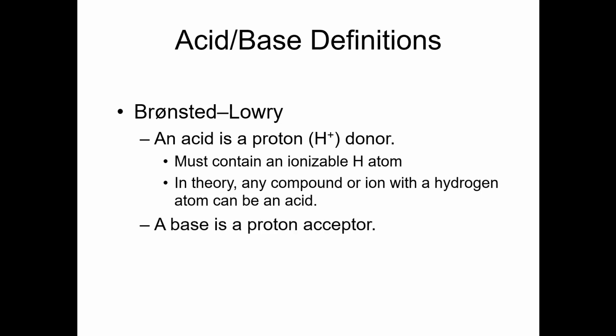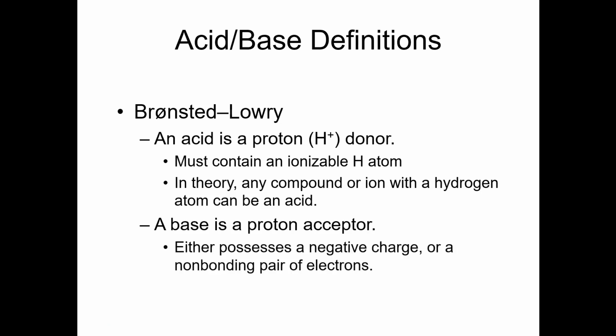A base, instead of being a proton donor, is going to be a proton acceptor. In order for a thing to be a base, it either has to possess a negative charge to accept that H plus, or a non-bonding pair of electrons. Because we take some chapters out of order, and so we're talking about acids and bases before we're talking about bonding and Lewis structures, I'm really going to stay away for the most part from talking about non-bonding electron pairs.